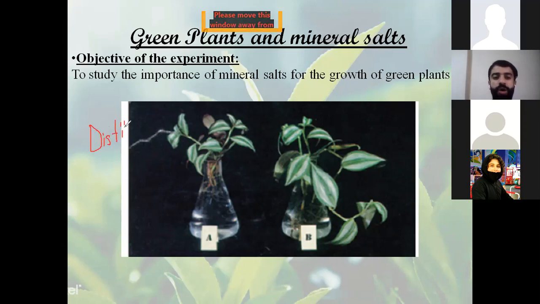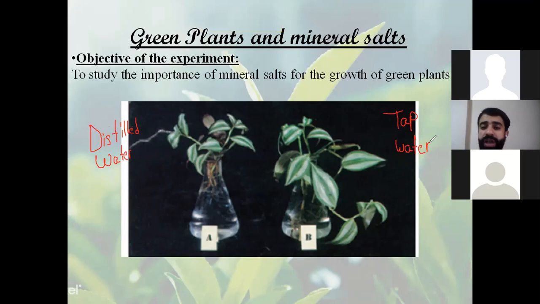And here in plant B, we have normal water. Like for example, if you want the tap water. So here we have tap water in plant B, and in plant A, we have distilled water. Who can tell me what is special about the distilled water?